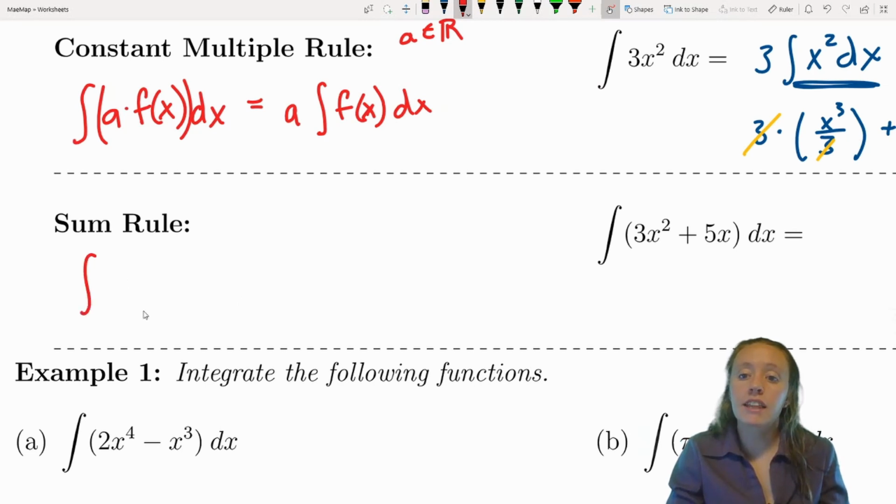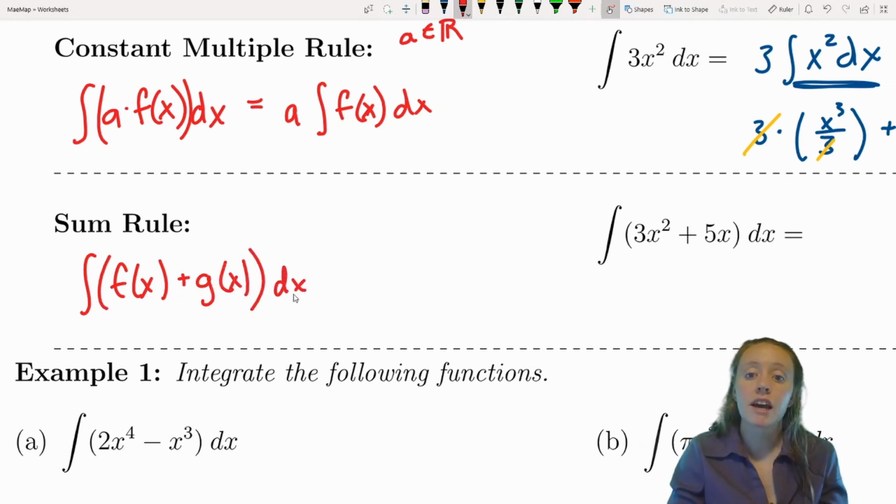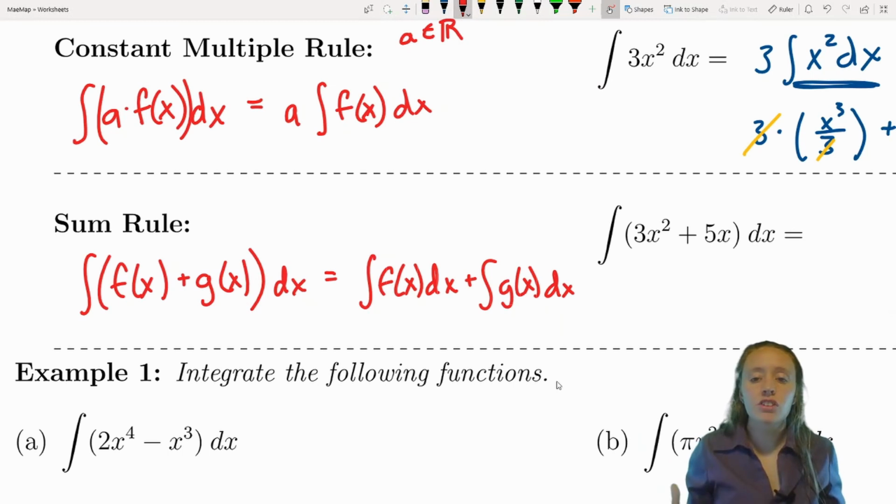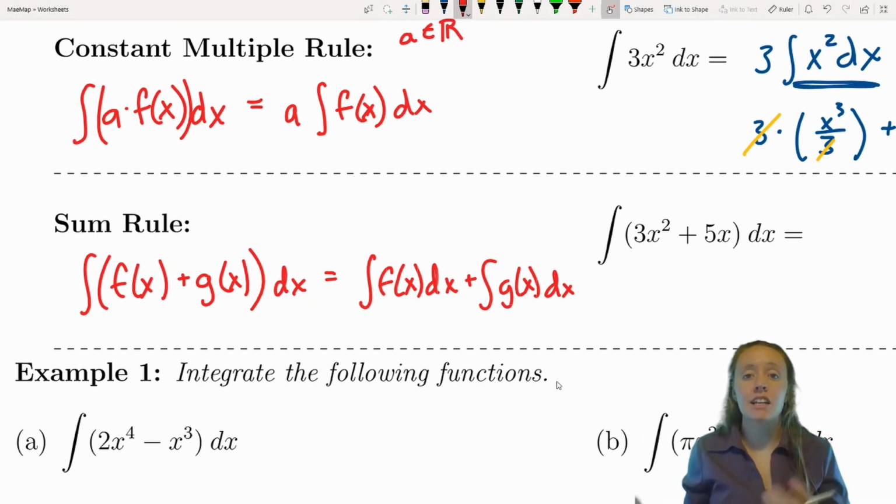So if I take the integral of f of x plus g of x, so I have some function f of x plus some function g of x, and I'm integrating that, that's the same as splitting that integral up because there's addition in between. So I'll have the integral of f of x dx plus the integral of g of x dx. And this also works with subtraction because you can think of subtraction as adding the negative.